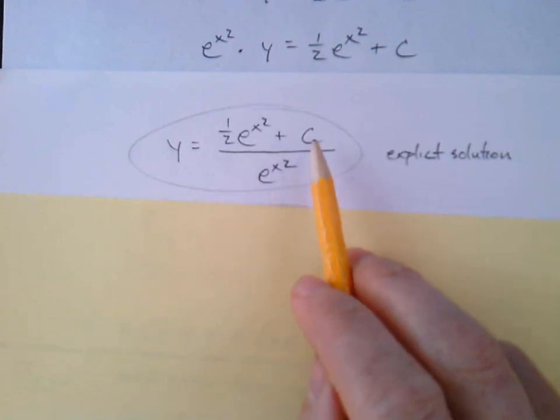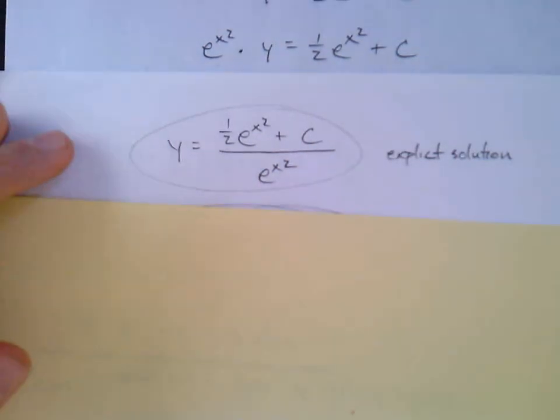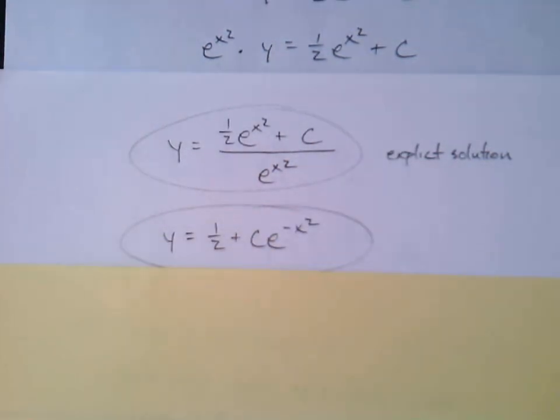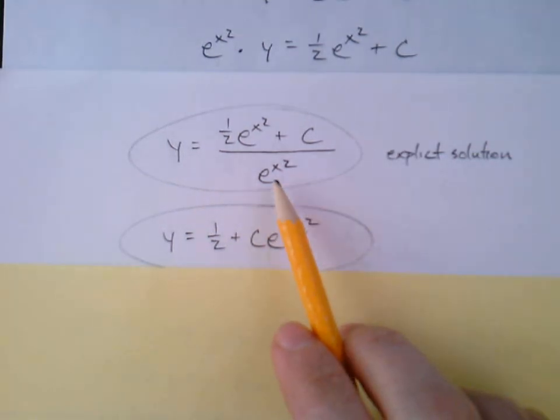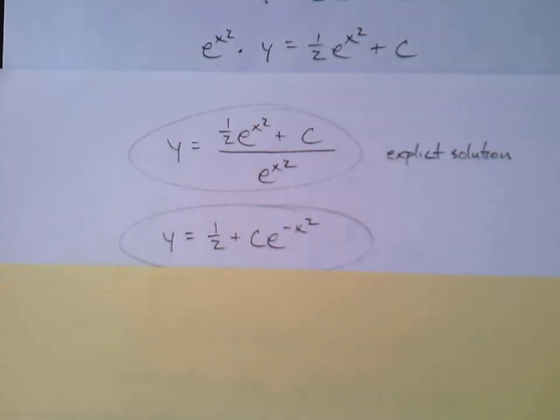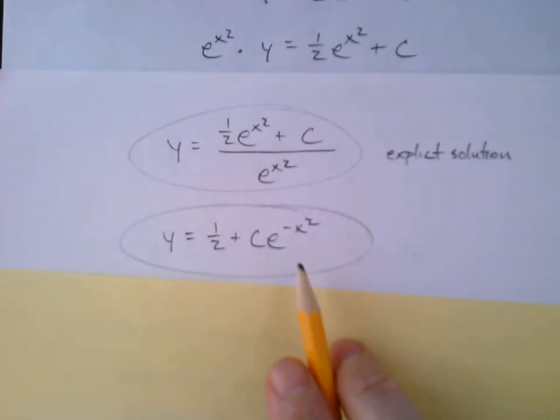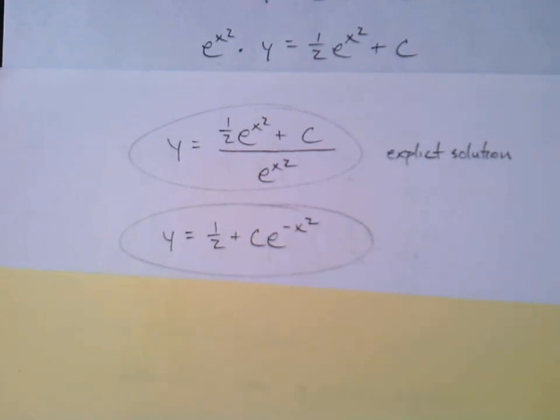If I divide each one of these individually by e to the x squared, it looks really clean. 1/2 plus c, and hey, let's call this e to the negative x squared when the c divides by it. Now that looks really, really good. We like simple looking solutions; explicit solutions that have been cleaned up as much as we can are preferred.